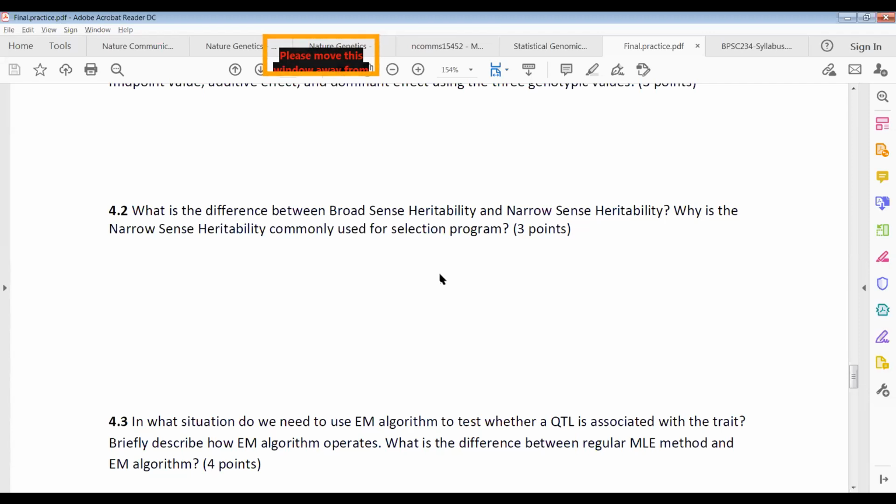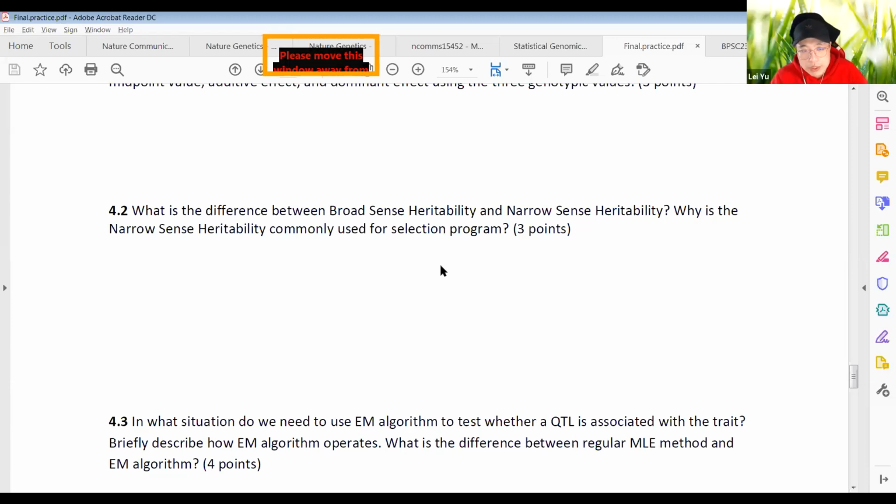That's why we can use the linear model to accurately estimate the additive effect, but not the dominant effect. The dominant effect is always confounded with the environmental factors. So when we do the breeding program or the selection program, we often consider the additive effects. That's why we only use the narrow sense heritability.